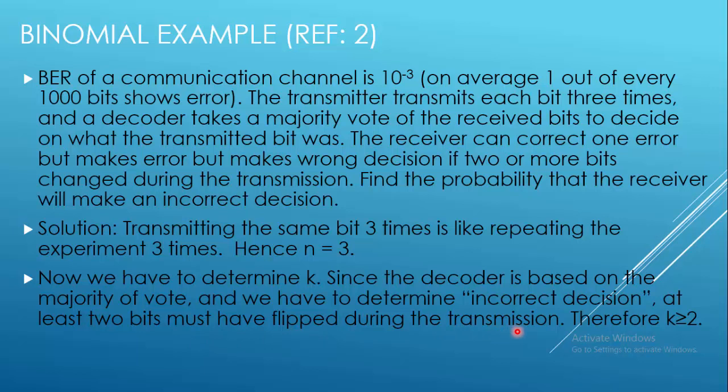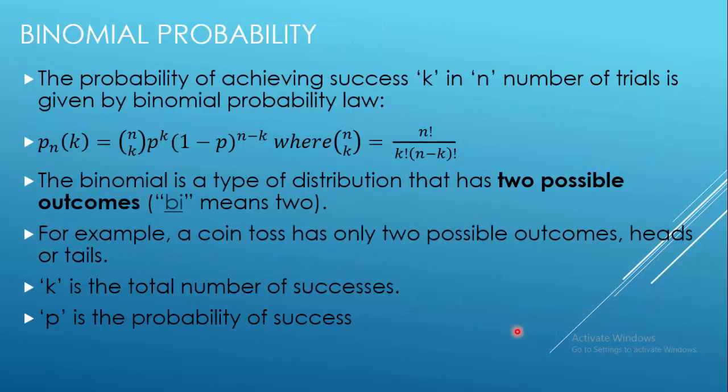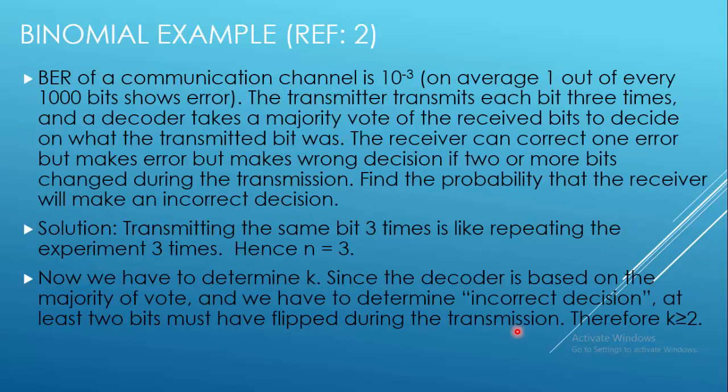So what is success in this case? Actually, first of all, we have to understand what is success and what is failure. Success is the thing we are observing in the event. Here, our interest is to find the probability that the receiver will make an incorrect decision. Means 1 was transmitted, but the receiver thinks 0 was transmitted. How is it possible? There is only one condition.